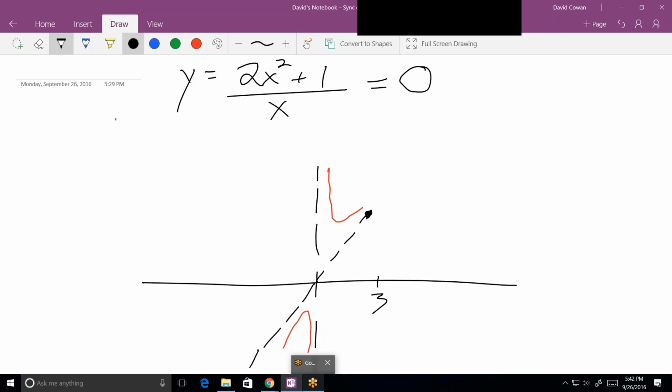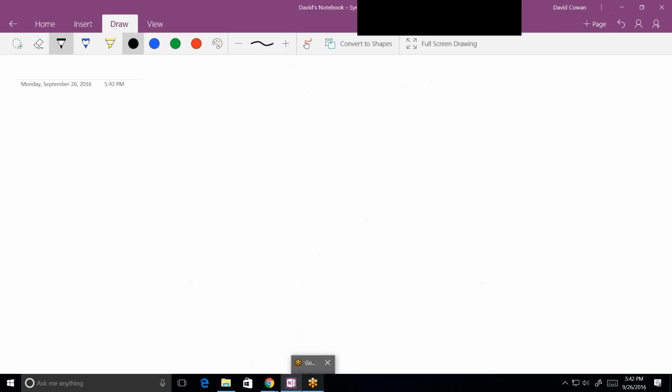Let's do another problem. Let's do one where the numerator is not exactly one higher than the denominator, just so we have a chance to do one of those. x squared minus 1 over x squared plus 4. Perfect. Hyperbolic in nature, because it's a quotient.